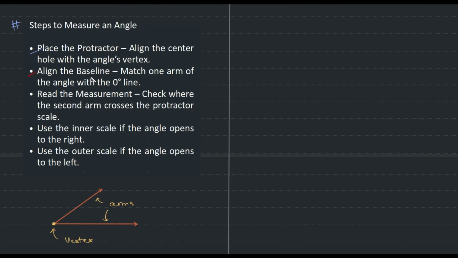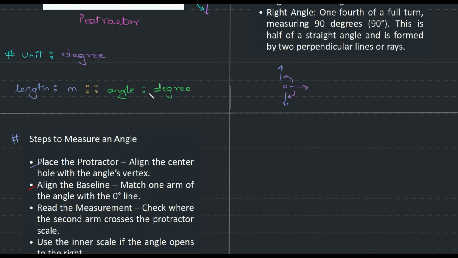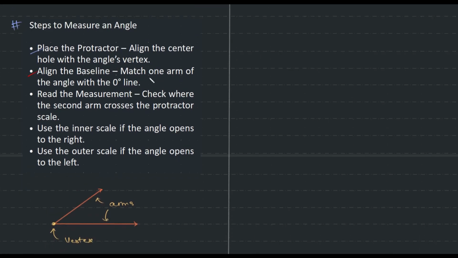Align the baseline. The baseline is this line basically, this or this. Match one arm of the angle with the 0-degree line. Read the measurement. Check where the second arm crosses the protractor scale. Use the inner scale if the angle opens to the right, or I would put it in another way. Let me actually show it to you guys. Let me show and measure it. Then it will make sense.